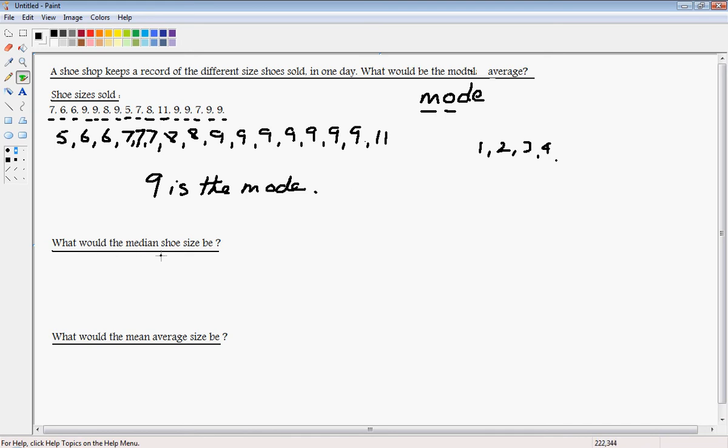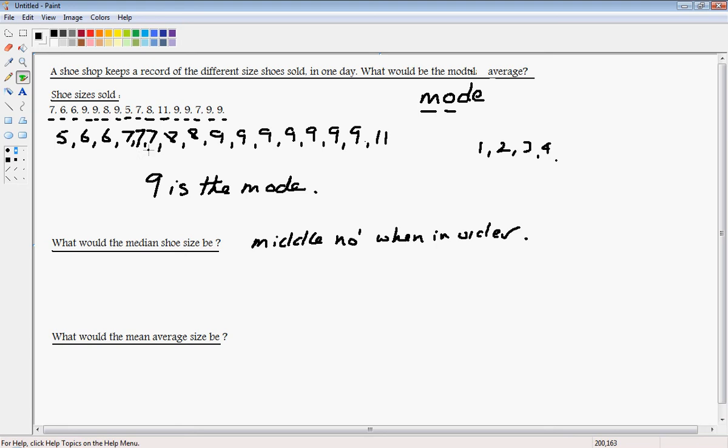Okay, now the median, so it says what would the median shoe size be? And when we find the median, we rewrite the numbers in order. So this is what I've done here. And the median number, if you remember, is the middle number. Okay, but it must be when in order, because if I chose the middle number here it might be 5, say, but that wouldn't be true because they're not in order.